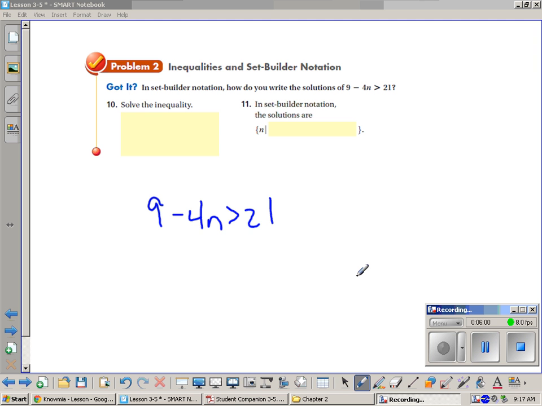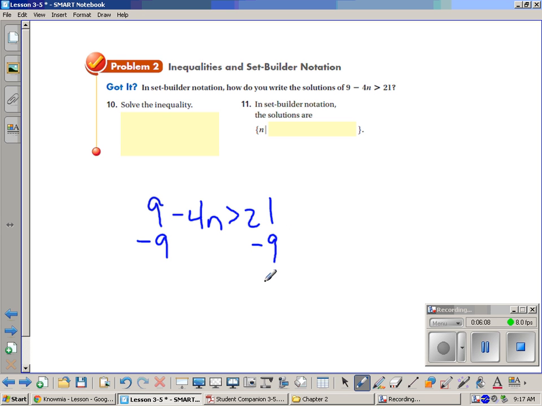So the first thing we have to do is solve this. We're going to subtract 9 from 21. That's going to get us 12. One error that a lot of people make is they don't realize that that minus is part of that 4, so we have to keep that with it. So then we have negative 4 times n is greater than 12.